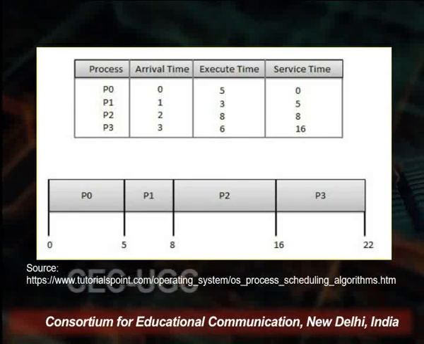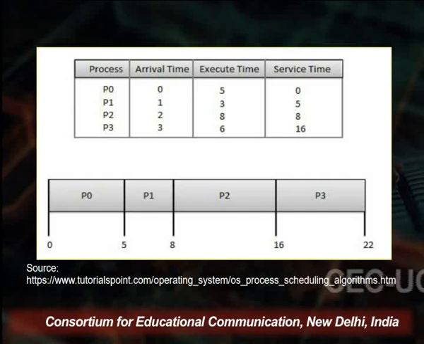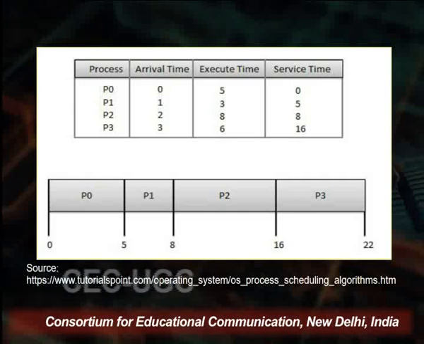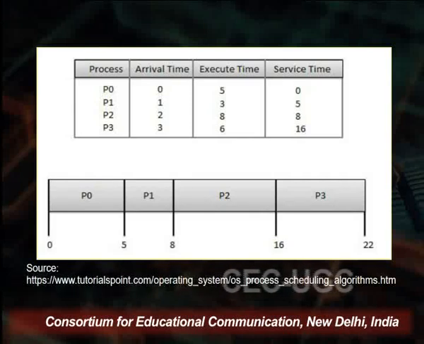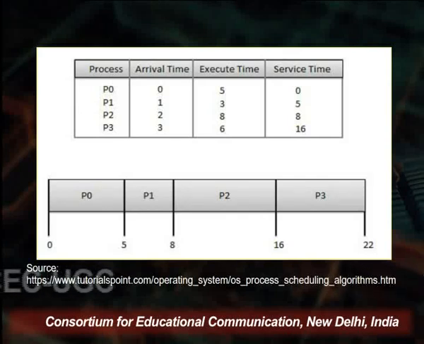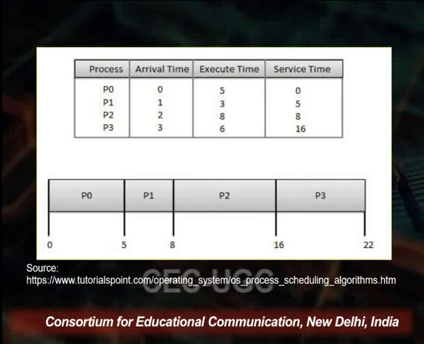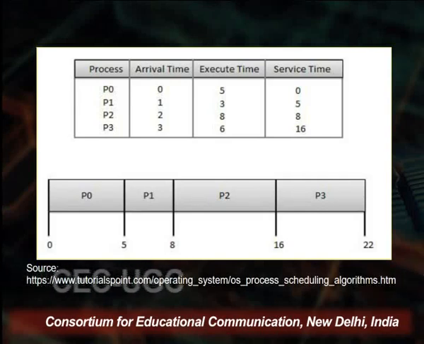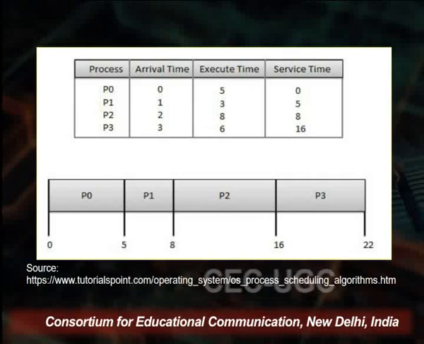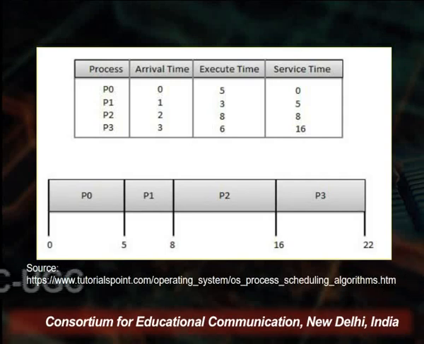Then in the list, P2, with its arrival time after P1, is going to get the control from 8 to 16, that is for 8 milliseconds, because its execution time is 8 and also service time is 8, because it is starting from 8 milliseconds and it is going till 16 milliseconds. Now at the 16th millisecond, P3 is coming into the picture and taking the control of CPU for 6 seconds, that is from 16 to 22.